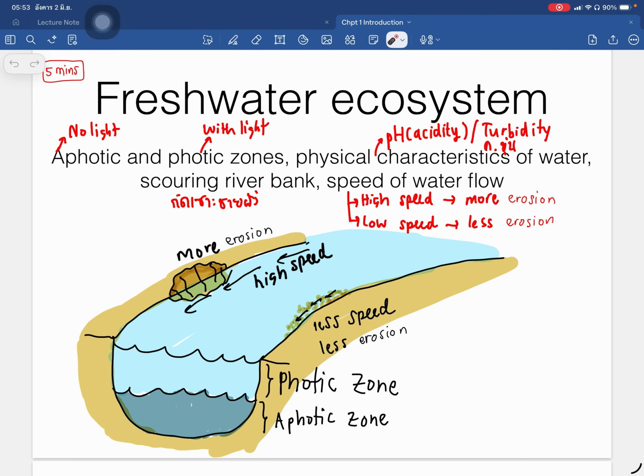And we also have other physical characteristics of the water that we may mention, just like the pH, which represents the acidity of the water, or even the turbidity of the water. The speed of the water also affects the characteristics of the freshwater ecosystem. The speed of water can destroy the riverbank and scour down the bank, so-called erosion. The more speed of the water, the more erosion occurs. And with slower speed of the water, less erosion occurs.